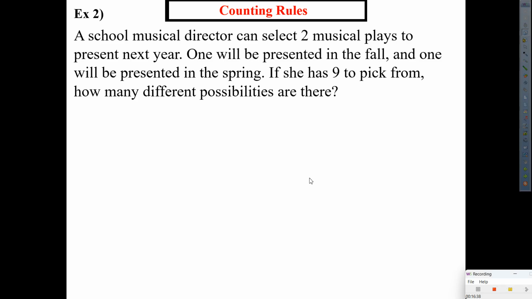For this one, you don't have to copy the problem. Start with a formula. It reads, a school music director can select 2 musical plays to present next year. One will be presented in the fall, one will be presented in the spring. If she has 9 to pick from, how many different possibilities are there? So use the screen to underline and label stuff, and on your paper start with a formula, substitute values, and find the different possibilities. Go.